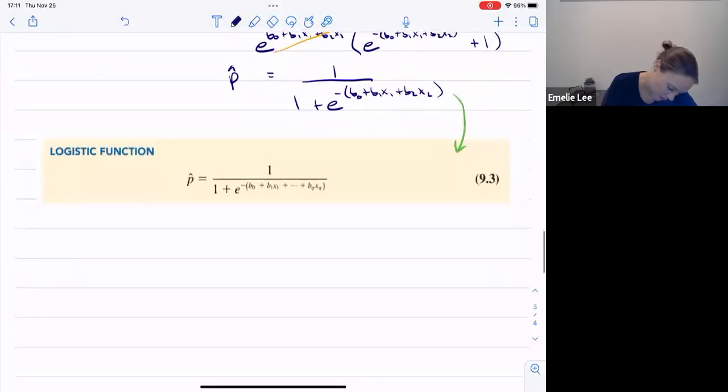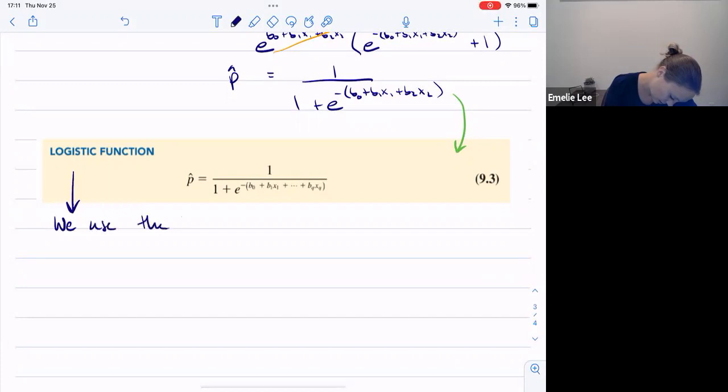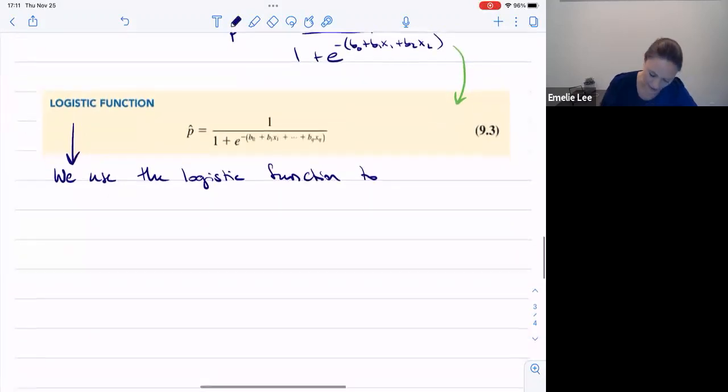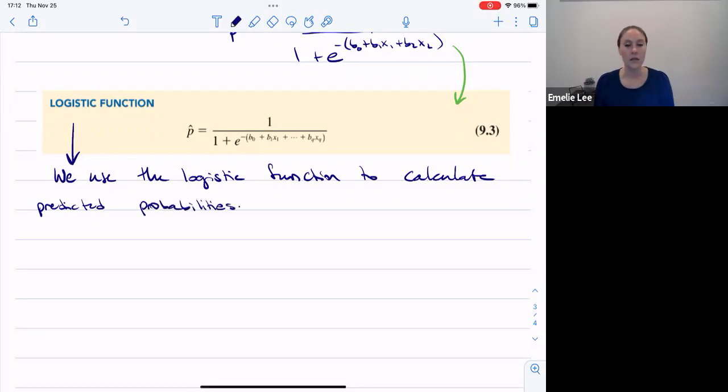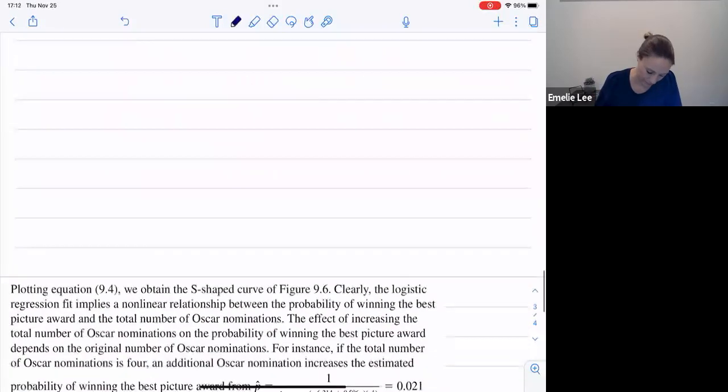So we use the logistic function to calculate predicted probabilities. Probabilities of being in class 1.